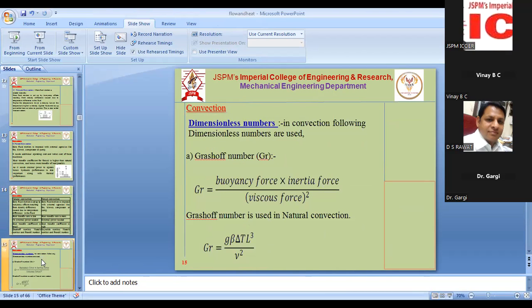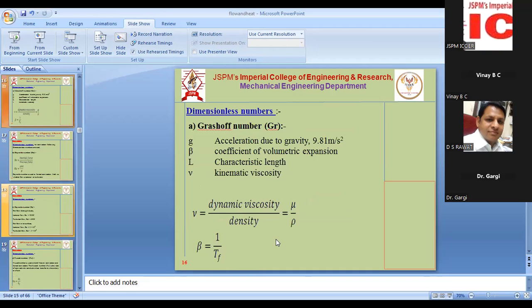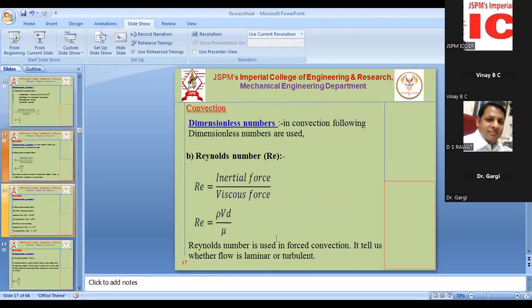Okay, now we'll see one by one. Grashof number is buoyancy force into inertial force divided by viscous force squared. Grashof number is used in natural convection, as I mentioned earlier. Where nu is kinematic viscosity, that is dynamic viscosity divided by density, and beta is 1 by T_f, that is, beta is the coefficient of volumetric expansion, and T_f is the film temperature. Then we'll go to Reynolds number.